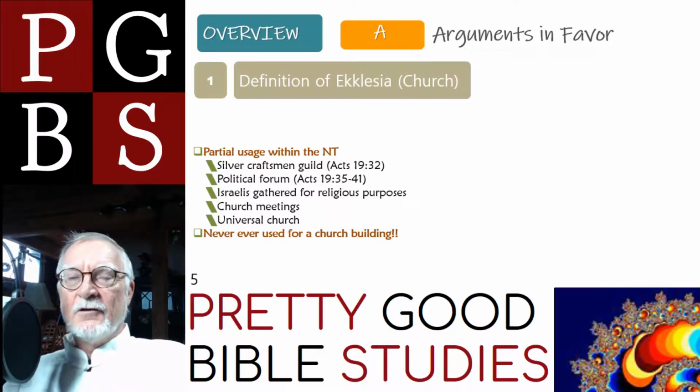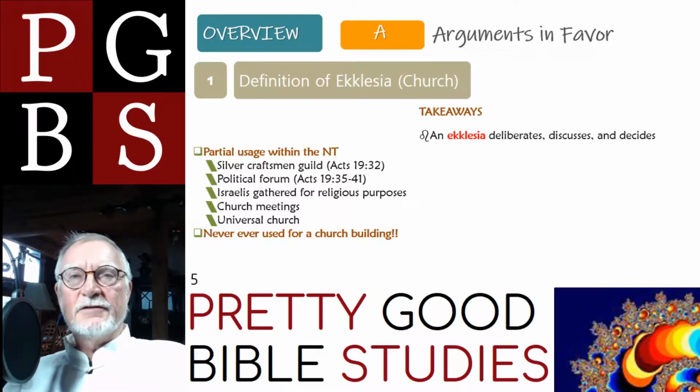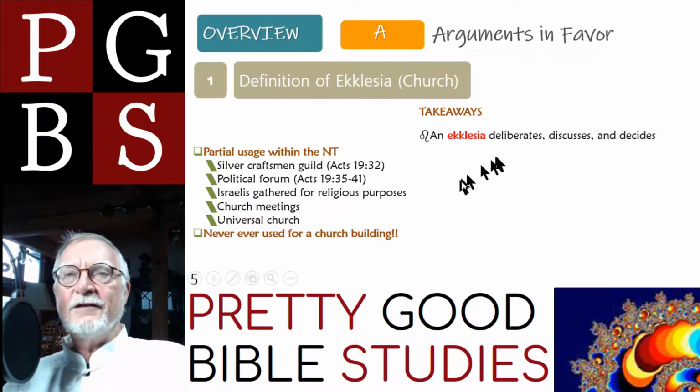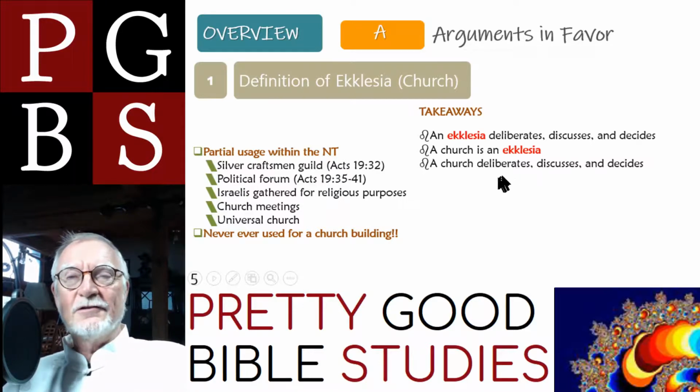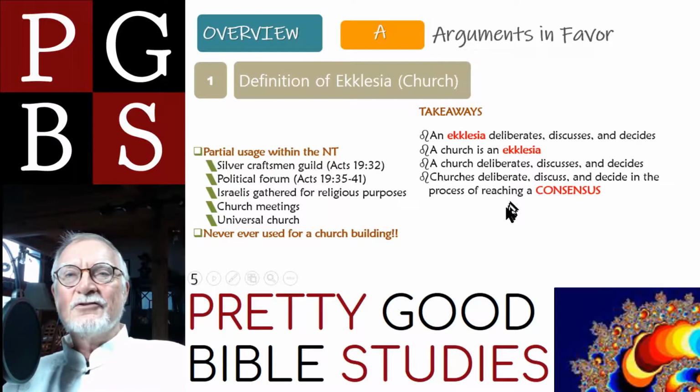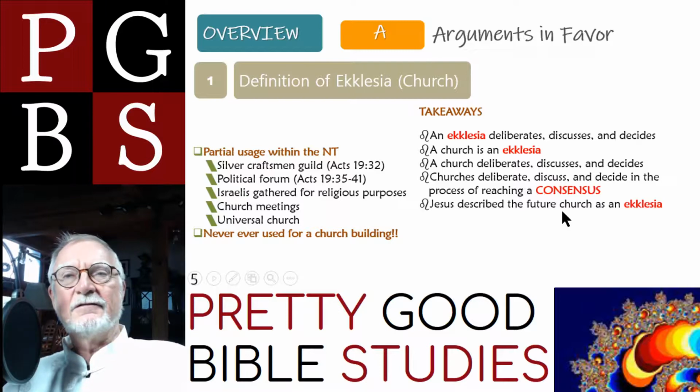Now, what are some takeaways from all this? First of all, an ekklesia deliberates, discusses, and decides. A group of people gathered together in ekklesia deliberates, discusses, and decides. A church is an ekklesia. A church deliberates, discusses, and decides. Churches deliberate, discuss, and decide in the process of reaching a consensus.